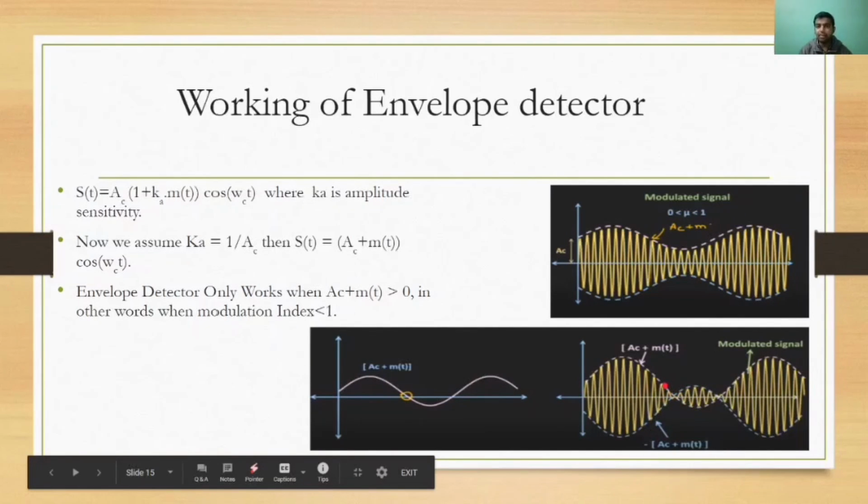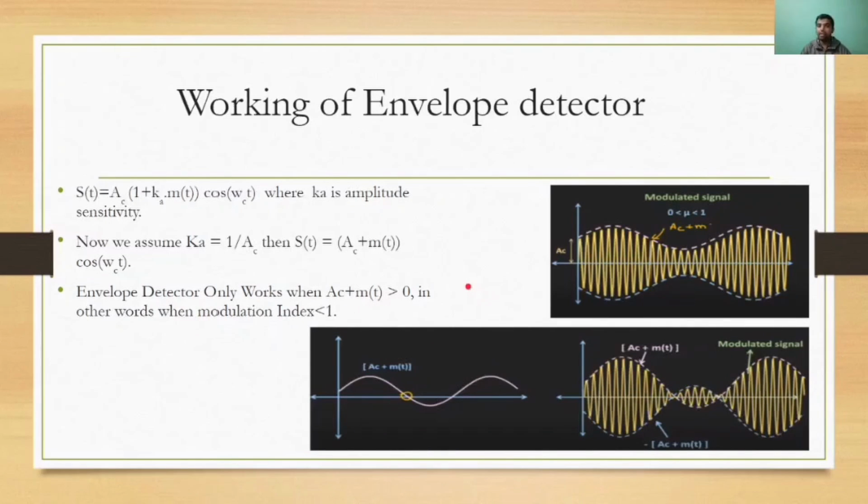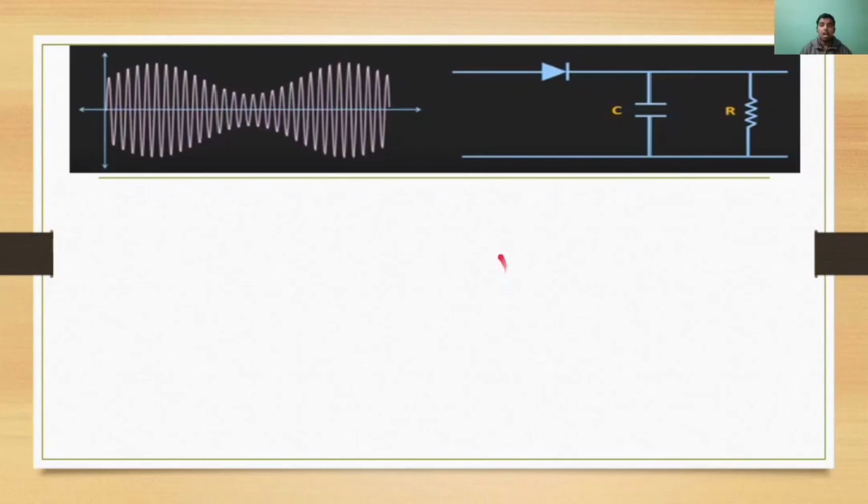Now if we use the envelope detector to recover the message signal, we will have some distortion, which will be a problem. So it's very important to ensure that MI is less than 1 for the envelope detector to work properly. Now here you can see this is a circuit of an envelope detector, and here is our AM wave.